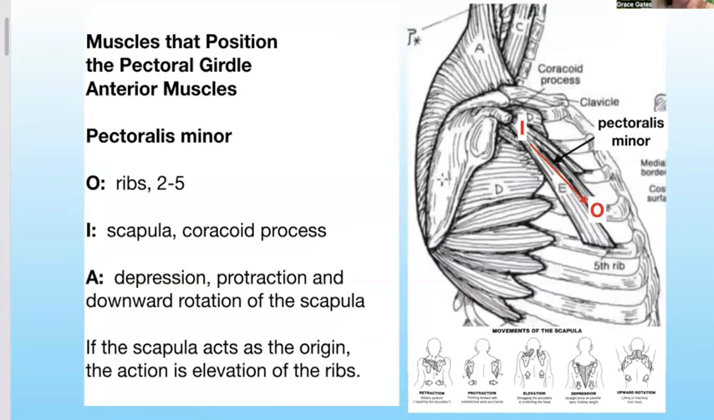So first, the pectoralis minor. This is the first of our anterior muscles. The origin is on the ribs 2 through 5. The insertion is on the scapula, the coracoid process, that little knob of bone anteriorly on the scapula. The action is depression, protraction, and downward rotation of the scapula.